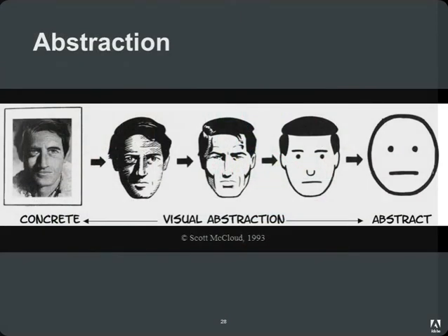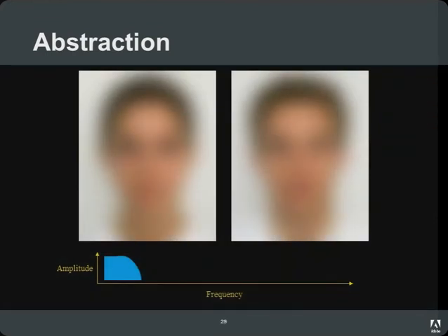Let's talk about abstraction as illustrated here by the cartoonist Scott McCloud, which varies the level of detail from the very concrete, with lots of detail, to the very generic or abstract, with only the quintessential details remaining.